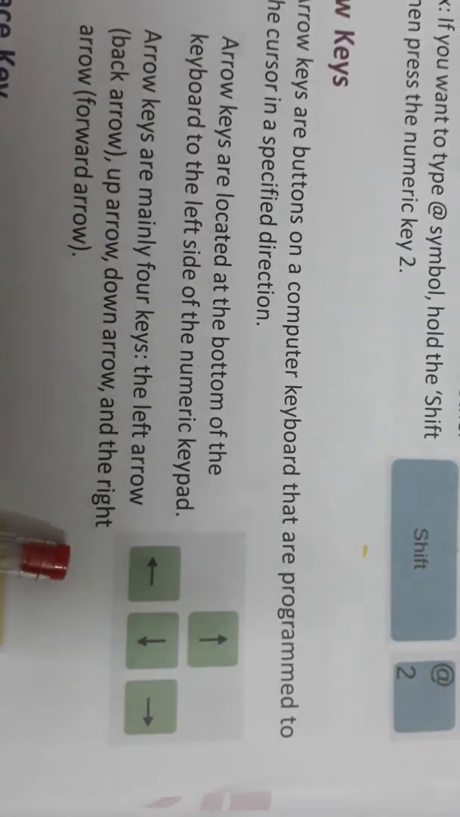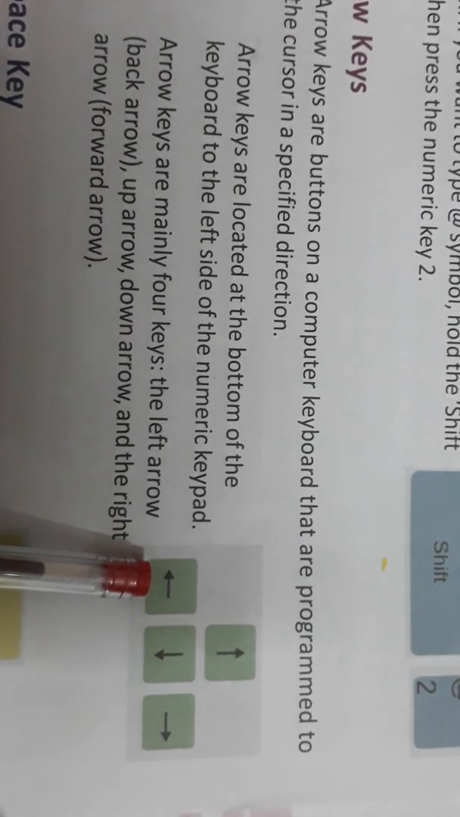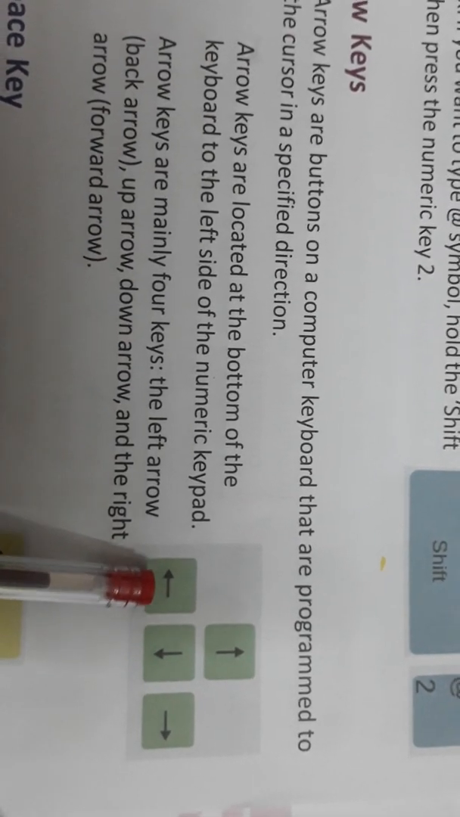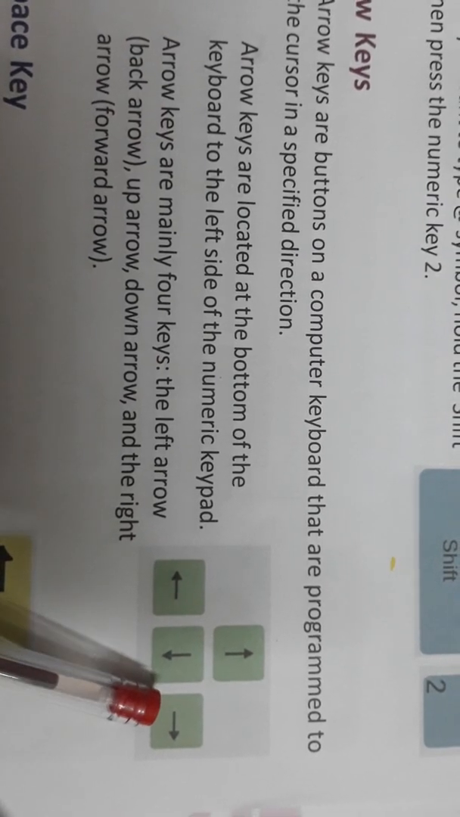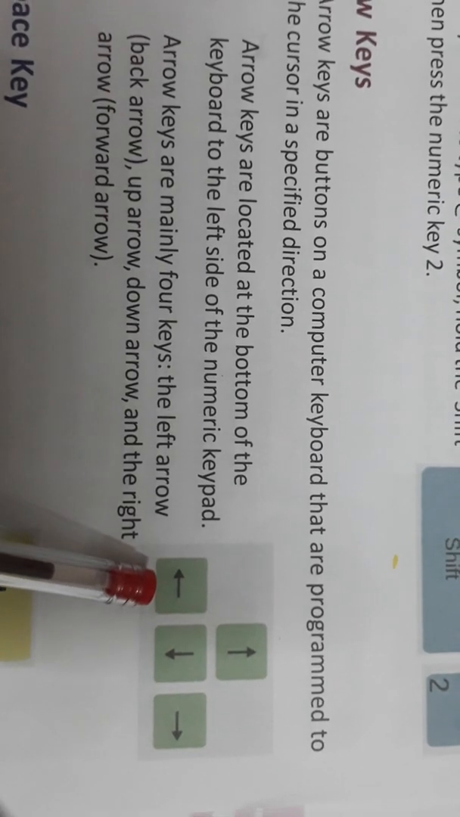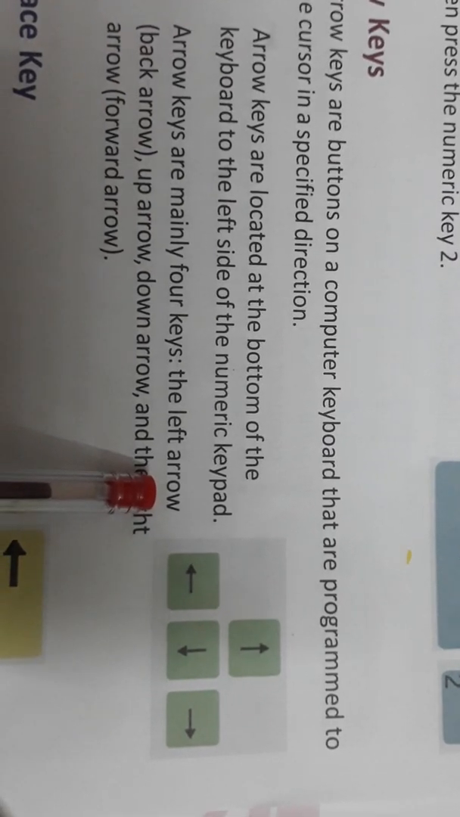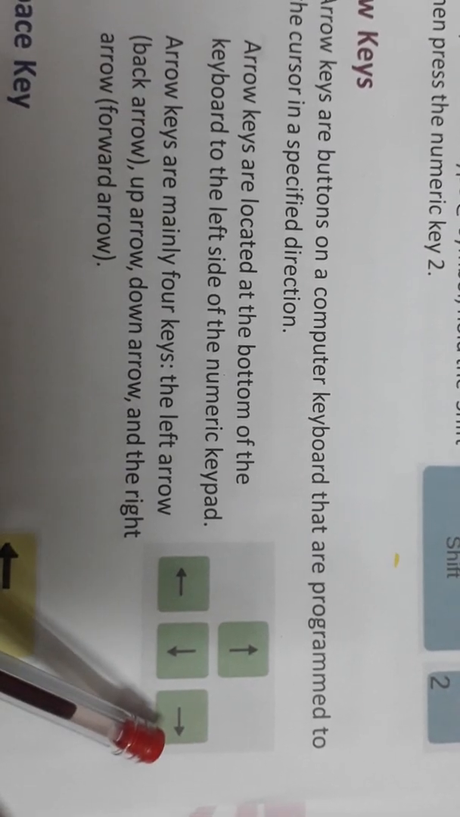Which is the left arrow here? Yes, this is the left arrow, that is the backward arrow, to the back side. And the right arrow is the forward arrow, to move forward. To move backward we use the left arrow, and to move forward we use the right arrow.